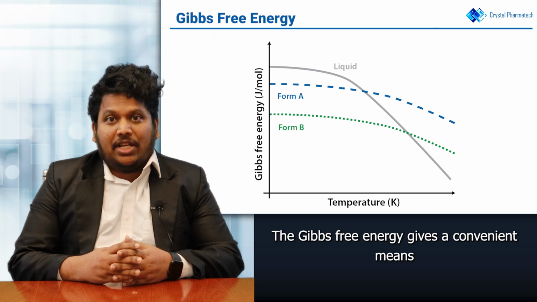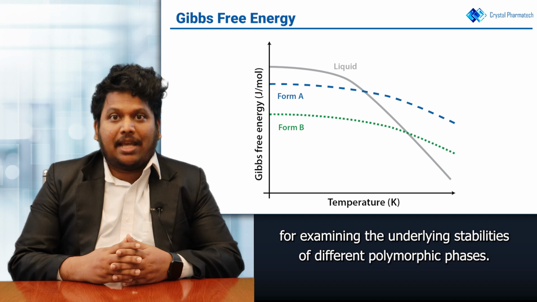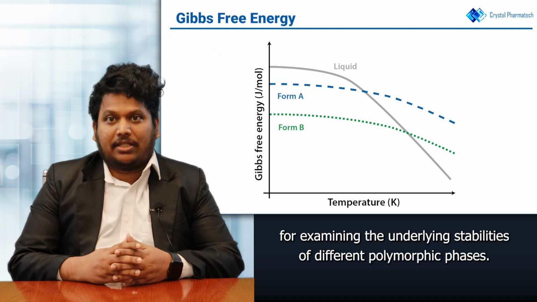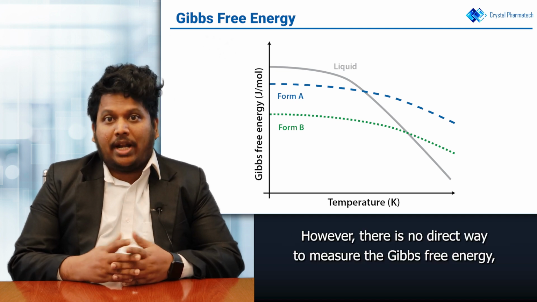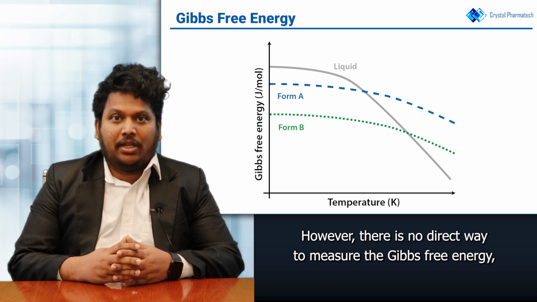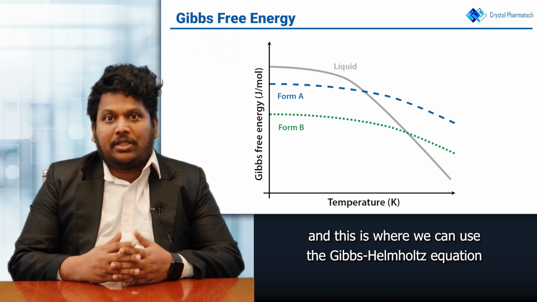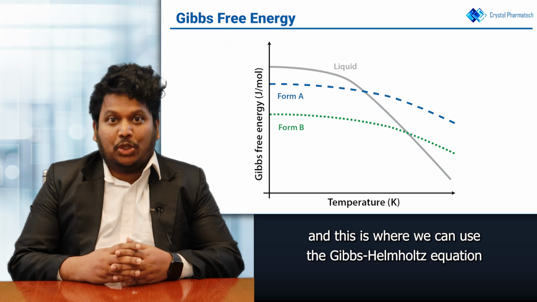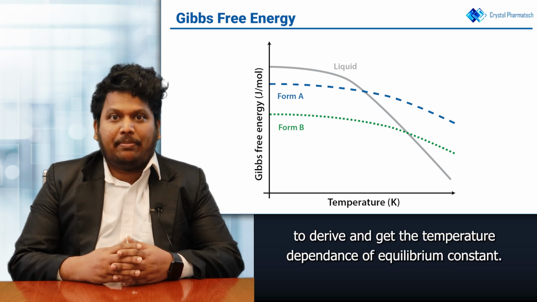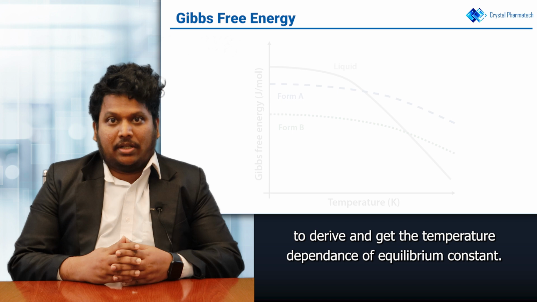The Gibbs free energy gives a convenient means for examining the underlying stabilities of different polymorphic phases. However, there is no direct way to measure the Gibbs free energy. And this is where we can use the Gibbs-Helmholtz equation to derive and get the temperature dependence of the equilibrium constant.